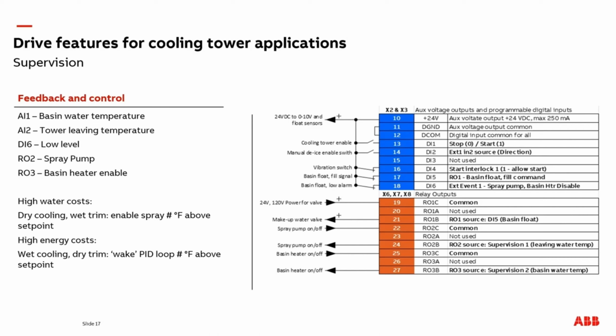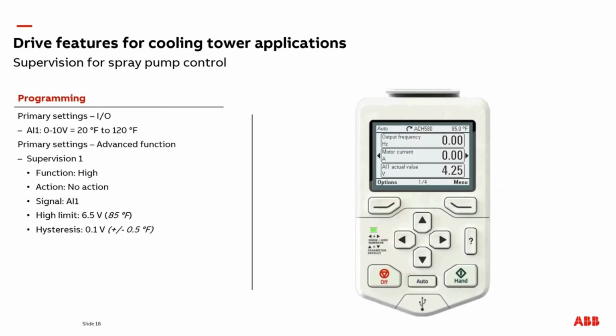If basin heating is required, Supervision 2 can be set up to enable the basin heater when the basin water temperature drops below 40 degrees Fahrenheit and remain enabled until the basin temperature rises above 45 degrees Fahrenheit. For the supervision function, I'm going to set up the spray pump output to enable based on the basin temperature feedback. For that, in our wiring diagram, we had a 0 to 10 volt signal into AI1.